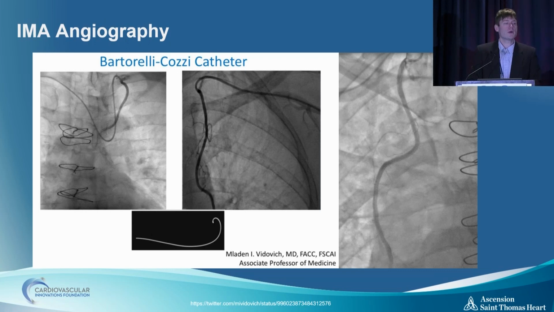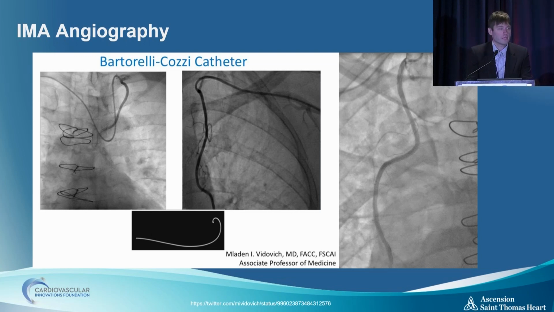So I wanted to point out one in particular, the BC catheter, Bartorelli-Cozy catheter, which is a purpose-built catheter for engaging the IMA from the radial. Initially designed to go from the right radial to the LIMA, but you can use it on the ipsilateral IMA. It engages much more effectively, definitively, and selectively than the IMA from the groin does. And again, I have to credit Jay Kotchery with teaching me about this catheter.